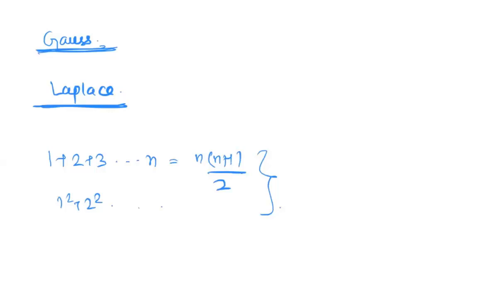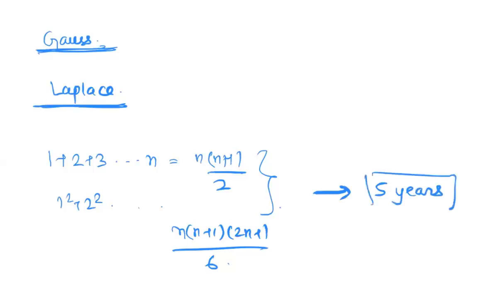This formula you remember? I think sometime in 8, 9, 10, sometime it gets taught, right? In quantitative and all you learn this. This is n plus 1, 2n plus 1 by 6. And then there's 1 cube, 2 cube, 3 cube. Can you guess at what age we discovered this? 7 or 8. He was 5 years old when he discovered this.